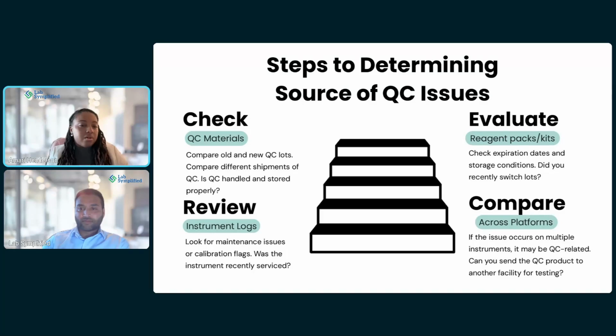Are we only seeing the issue on one instrument? If we only have one instrument, do we have a reference lab or another facility that can run our controls to see if they're getting the same results? Because that can pinpoint whether the issue is isolated to your testing system or if another facility would also see those same issues, indicating a QC or quality control material related issue. So these are some of the things that we can think about when we're trying to determine what's causing the QC issue.